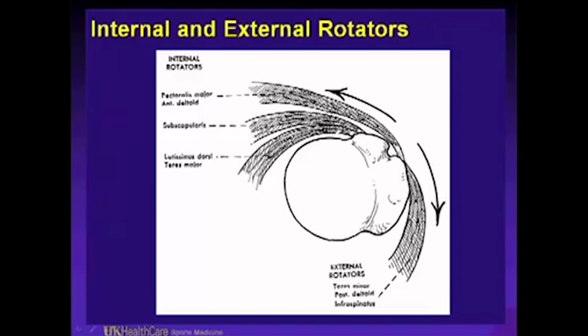The internal rotators, the fourth part of the rotator cuff, subscapularis, is shown in the middle. Also the pectoralis major, anterior deltoid are internal rotators, and the latissimus dorsi and teres major. The external rotators are the SITS external rotators: supraspinatus, infraspinatus, and teres minor.